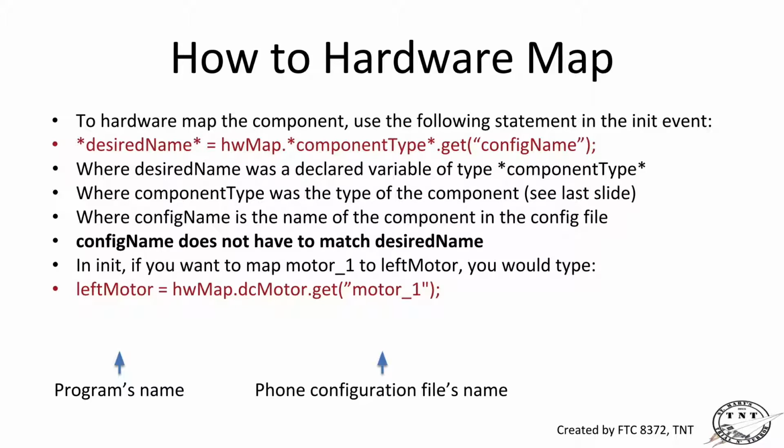As a note, make sure you put quotes around config name. That's how it knows it's a string. If you don't put the quotes around it, it won't work. Also, as another note, the config name does not have to match desired name. You can have two completely different words as long as they are the variables you have made earlier. It will work. So as an example, left motor equals hwmap.dcmotor.get motor1 in quotations. So this would associate the left motor with motor 1.